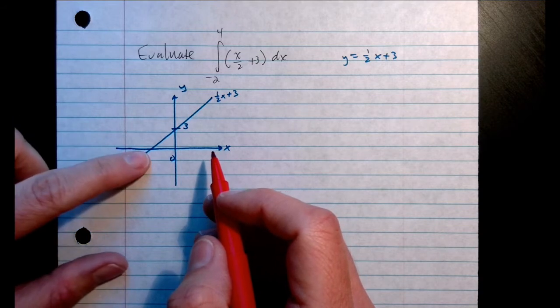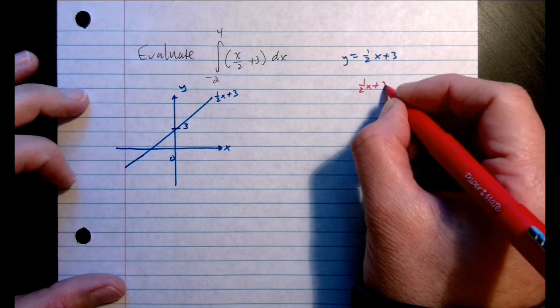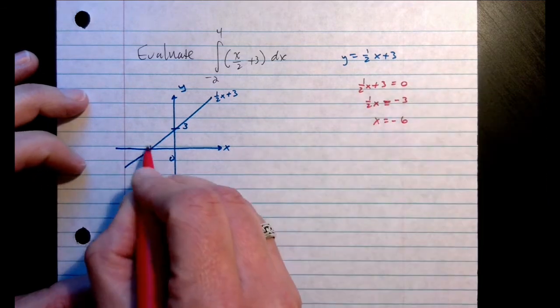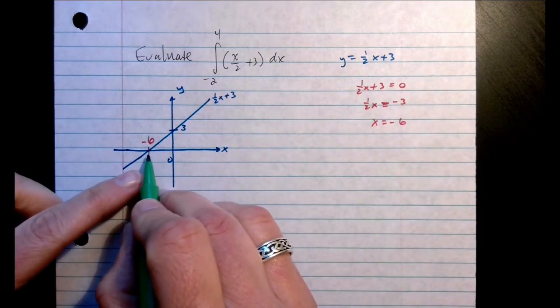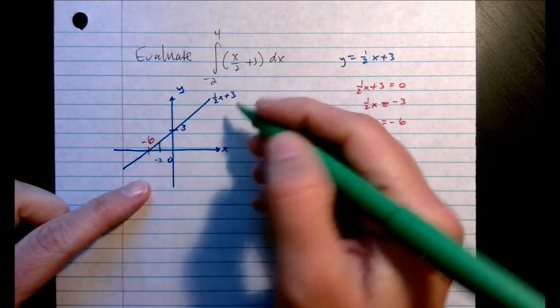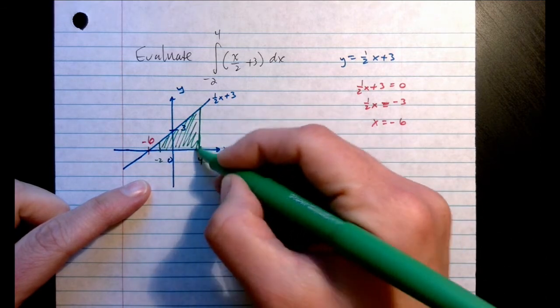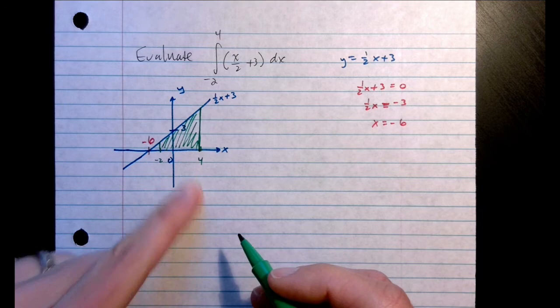So I need to figure out what the x-intercept is. So I'm just going to set this function equal to 0 and solve. So I can see my x-intercept is -6. So my interval begins at -2 and goes until +4. So I can see that my shape is a trapezoid.